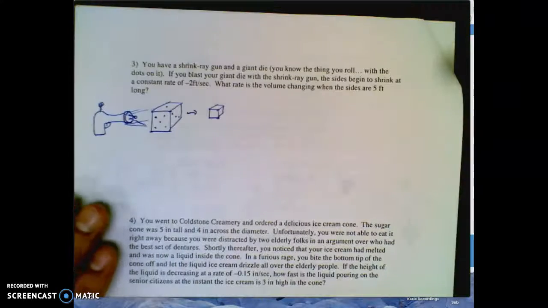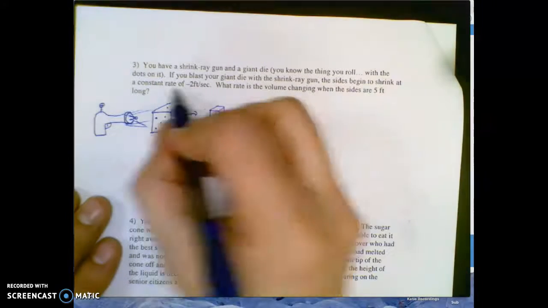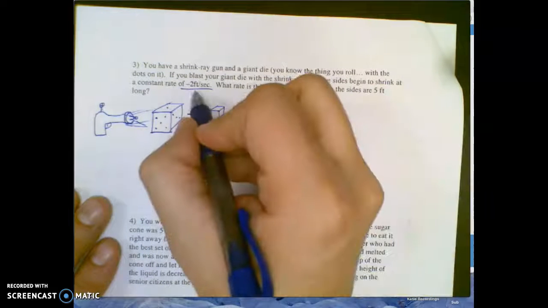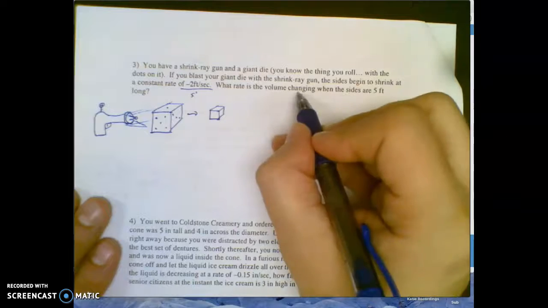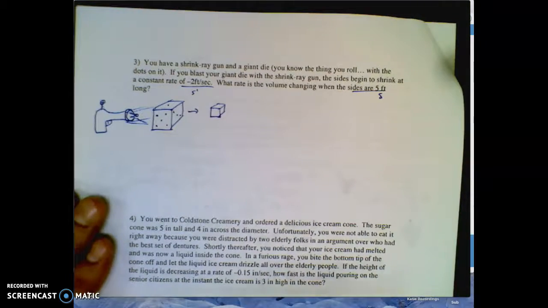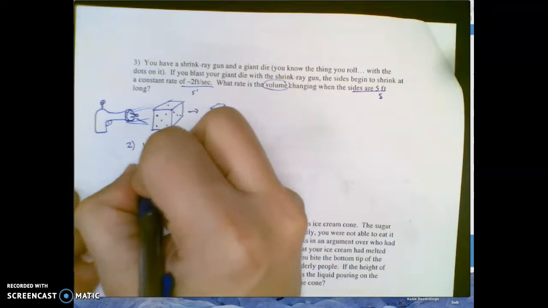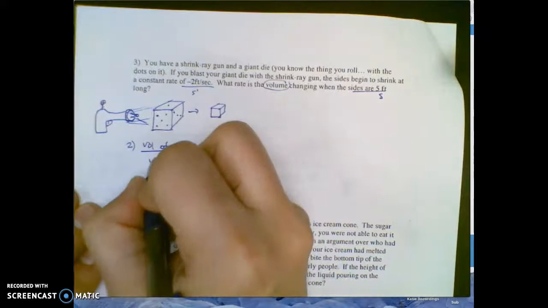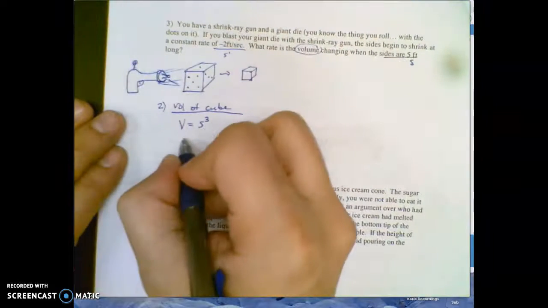So basically, the sides begin to shrink at a constant rate of -2 feet per second. That sounds like a side prime, right? At what rate is the volume changing when the sides are 5 feet? That sounds like regular s. And they ask about the volume of a cube. So step 2 is volume of a cube. Well, that doesn't even take looking up, because it got its name from cubing, right? So we have side cubed.